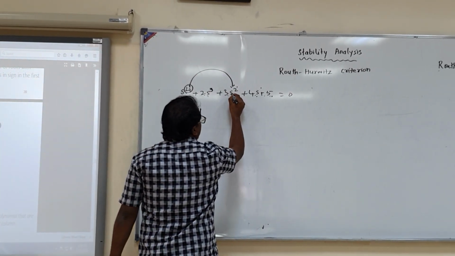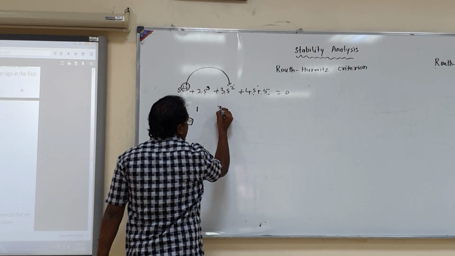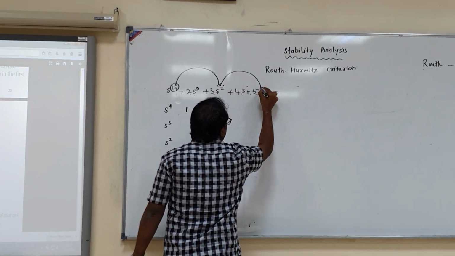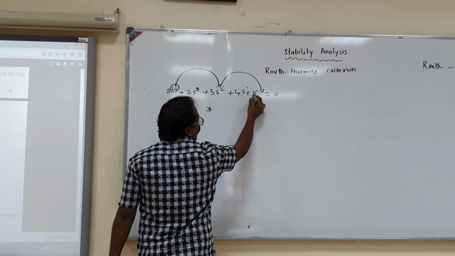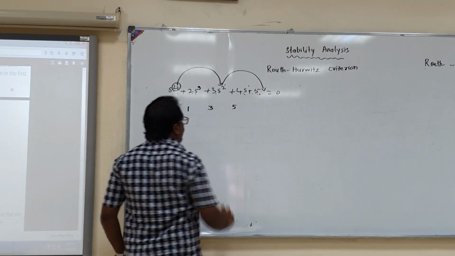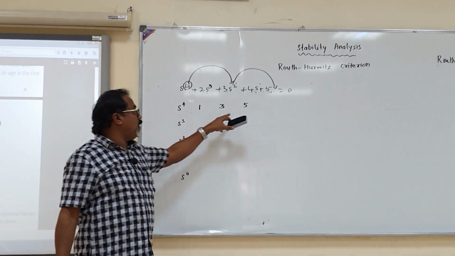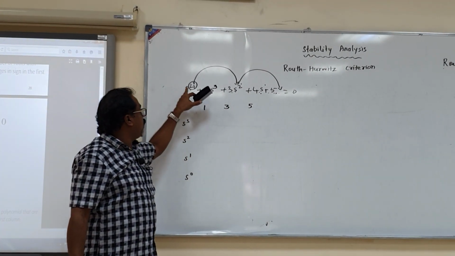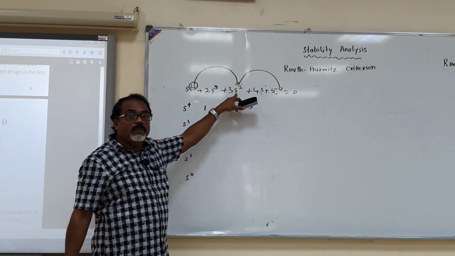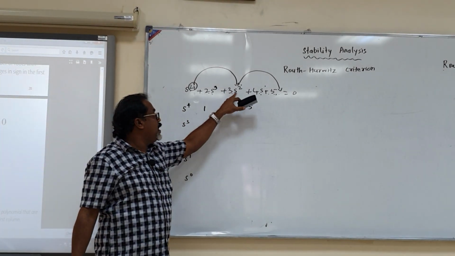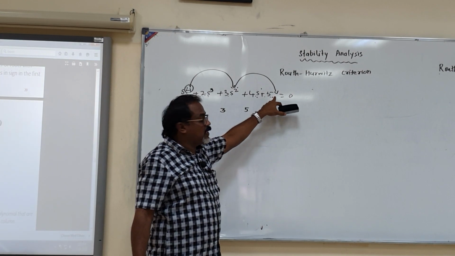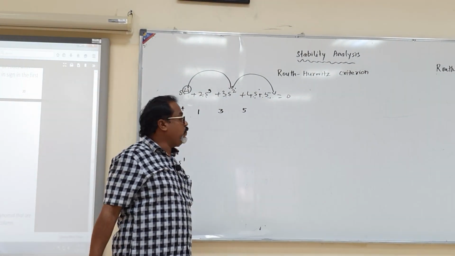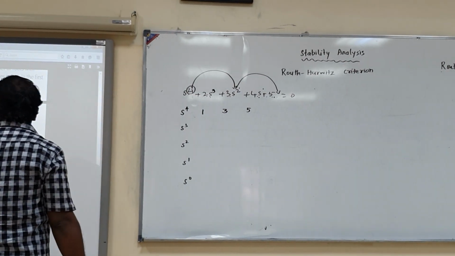You see here, the s square coefficient is 3, and then after that again you have to jump from here to here, then the s power 0 coefficient is 5. So you have to finish the first horizontal line using the coefficient of s power 4, the coefficient of s square, and the coefficient of s power 0. So 1, 3, 5, I have filled the first horizontal line, and then after that s power 3.